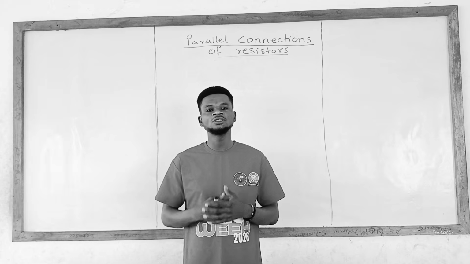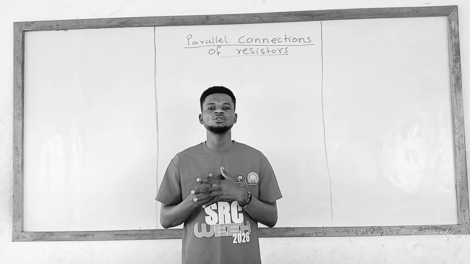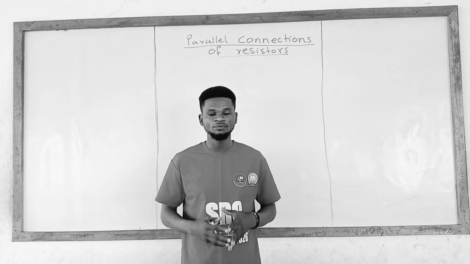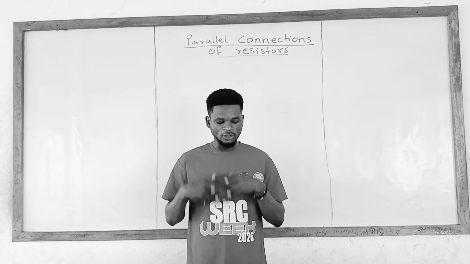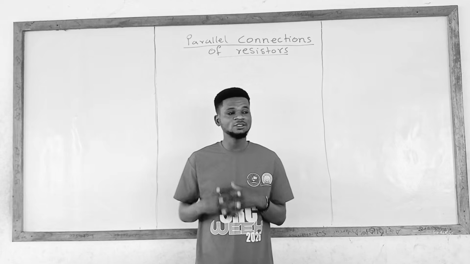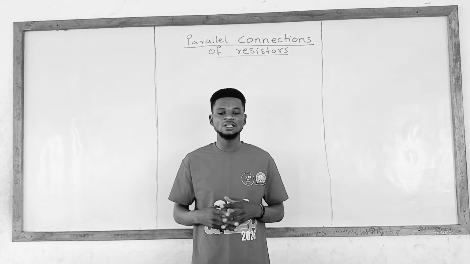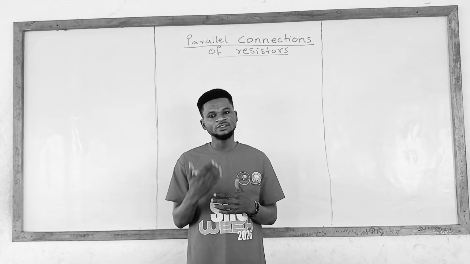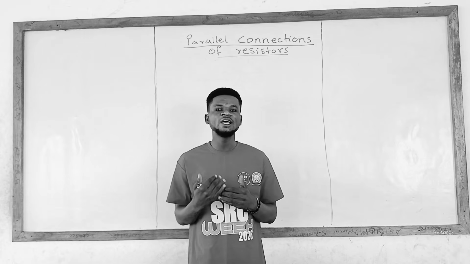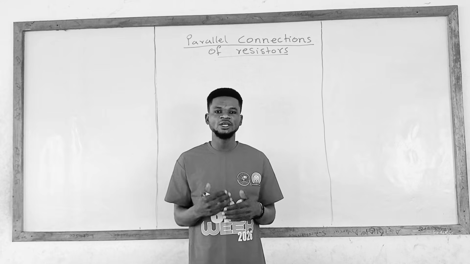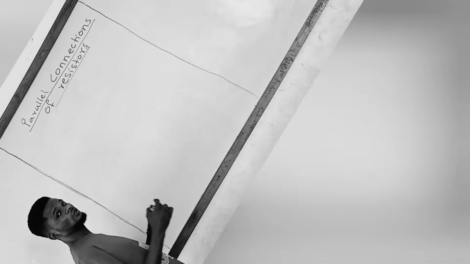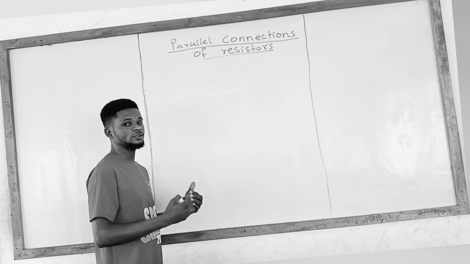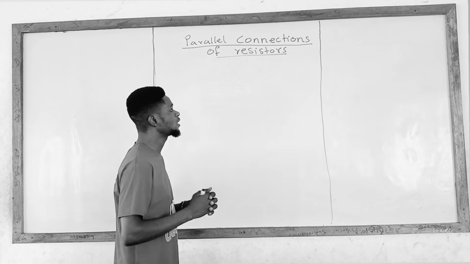Then the voltage that is flowing through the circuit is always the same. Then talking about the total resistance, we said the total resistance is always less than the smallest branch resistance. It's always less than the smallest branch resistance. Now let's look at how this parallel connection is done.